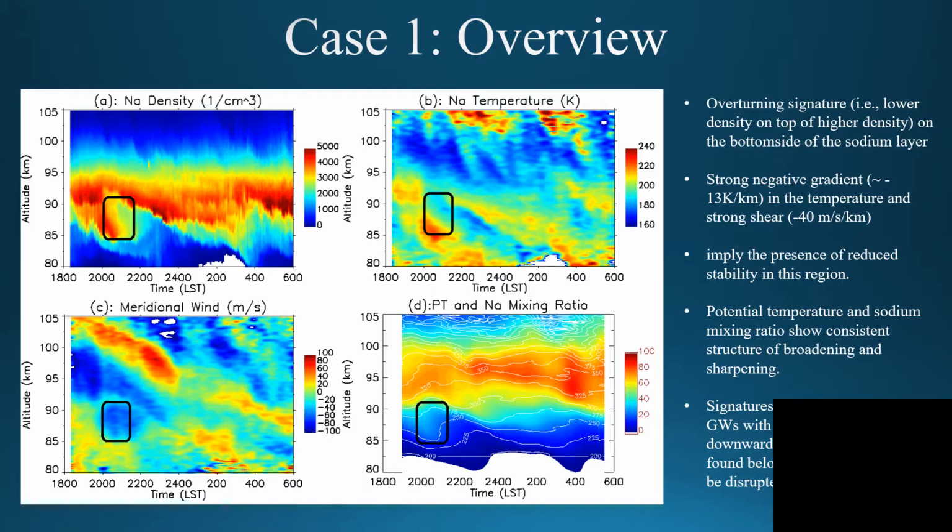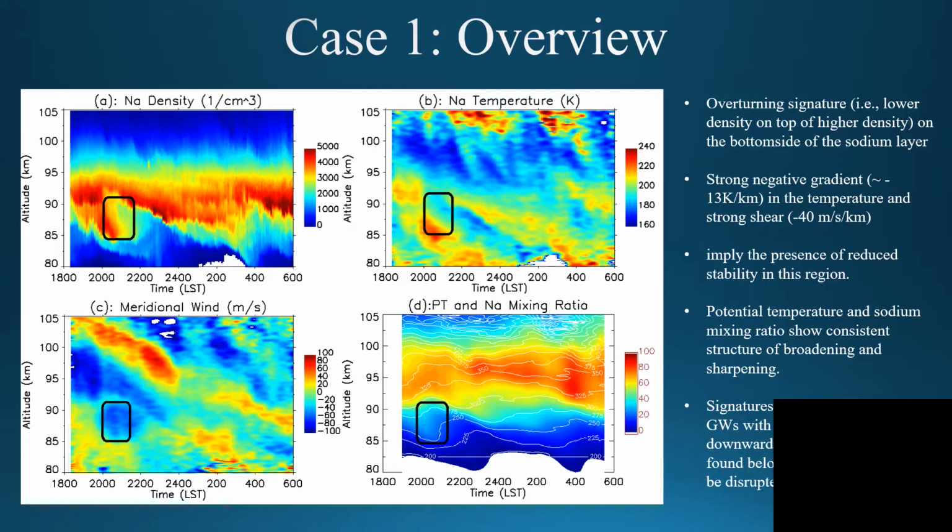Here's an overview of the first case. We show the sodium density, temperature, meridional wind, and potential temperature and sodium mixing ratio in this slide. We notice that there is an overturning signature in the sodium density measurement, and meanwhile we can see strong negative temperature gradient and strong wind shear at the same time and height. More importantly, we have 2 independent tracers, potential temperature and sodium mixing ratio, that show very consistent structure of broadening and sharpening in the contour.